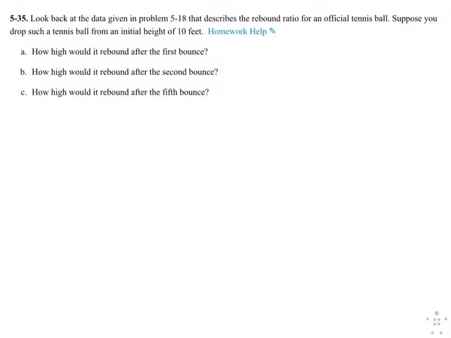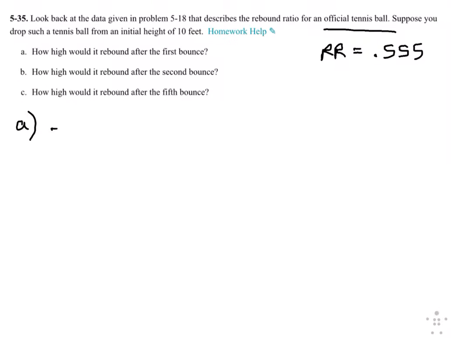Okay, so 535, they're telling us to look back, and they're saying an official tennis ball. If you remember, or if we look back to 518 now, the official tennis ball had a rebound ratio of 0.555, right? 555.